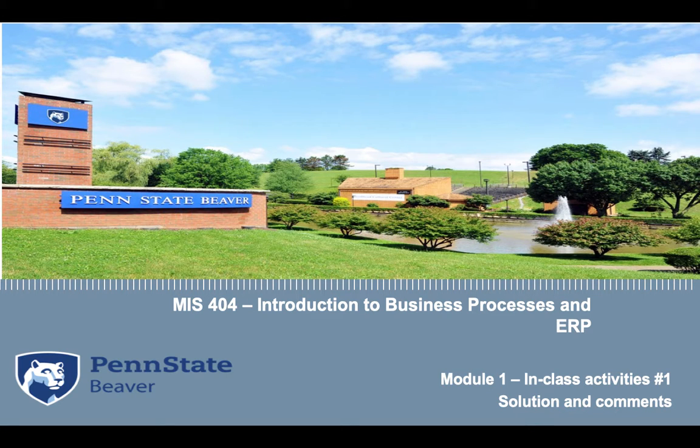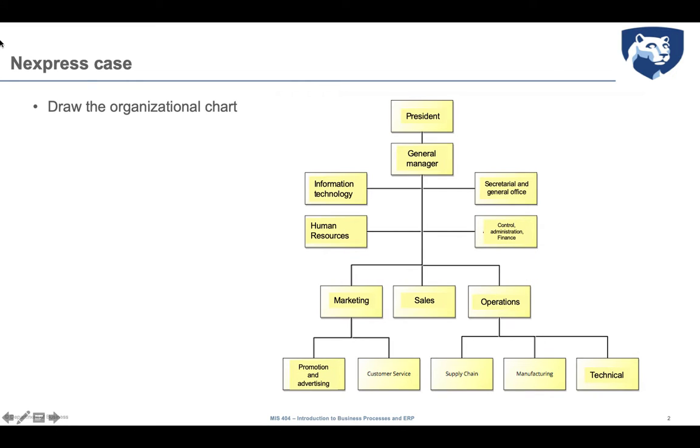So the objective of this video is to discuss a little bit the solution of the exercise that you have seen in the in-class activity number 1. First of all, the first task of the Nexpress case was to draw the organizational chart, which was essential because, as we discussed, business processes cross different departments, so knowing the organization is fundamental.